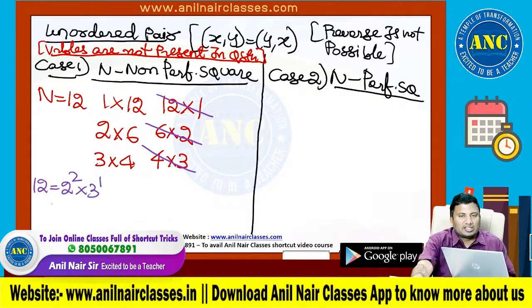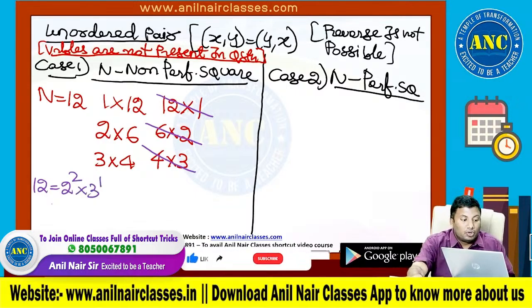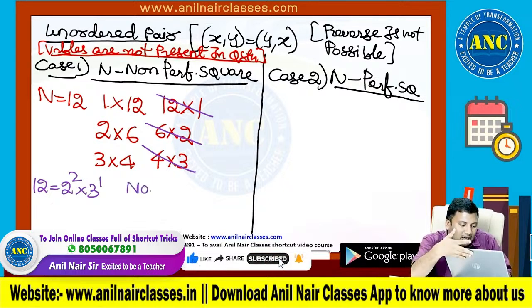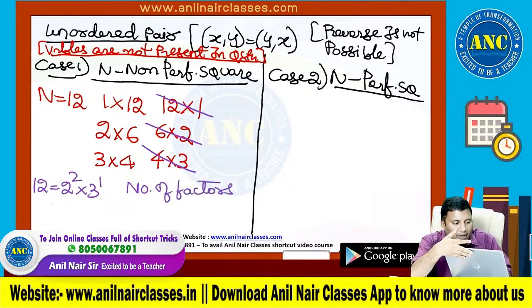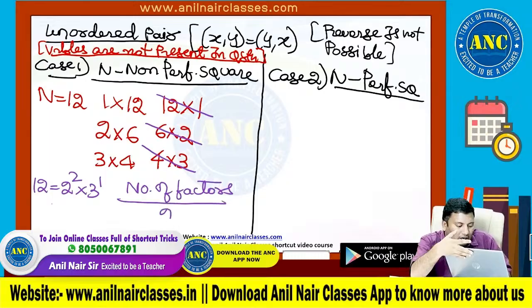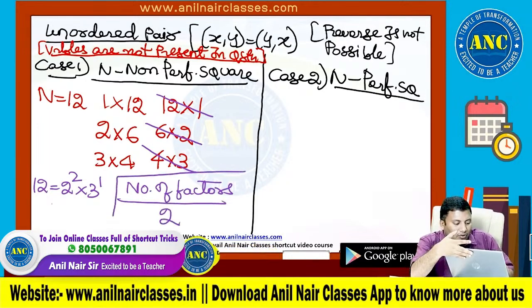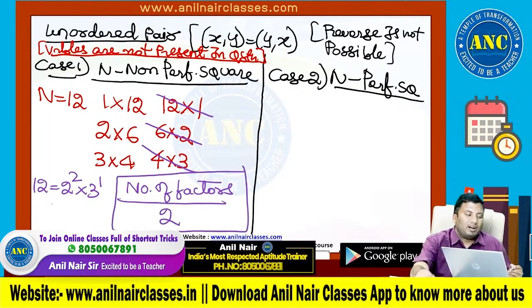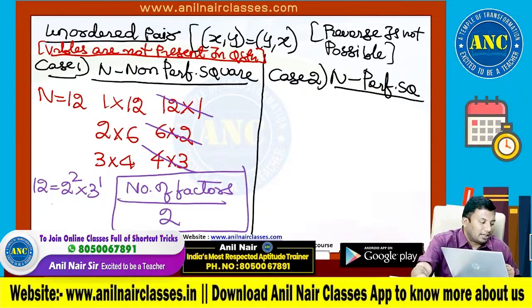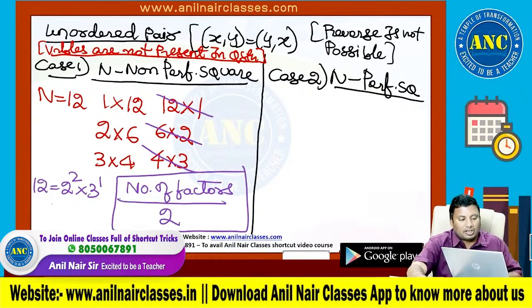Totally how many cases we got? 3 into 2, 6 cases we got. Half of them are eliminated. So in an unordered pair, if a number is a non-perfect square, what will be the answer? Number of factors by 2.